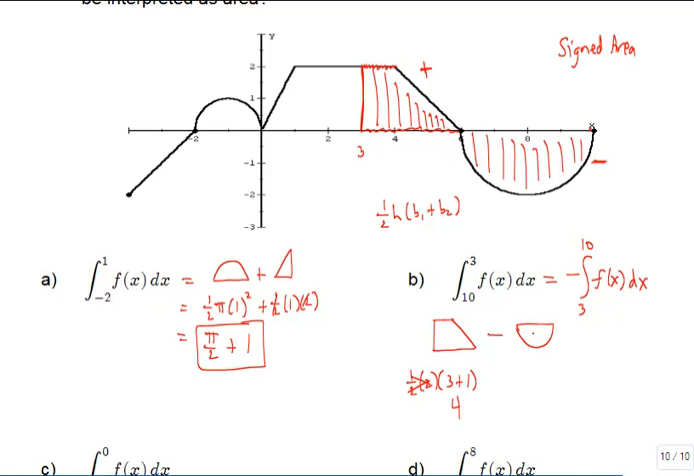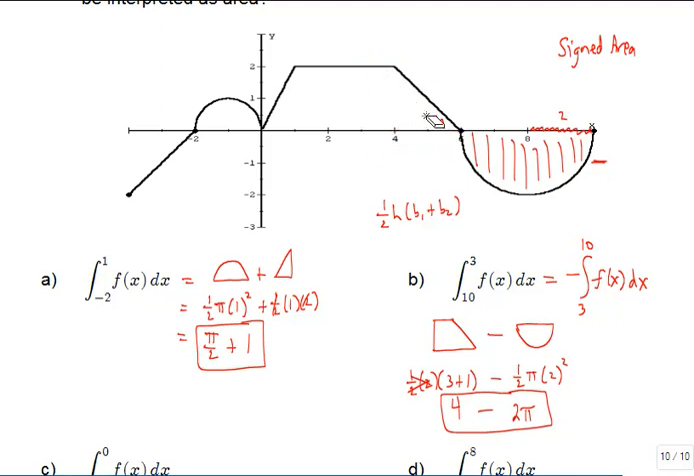Now let's go to our semicircle. The area of a semicircle is 1/2 pi r squared, and our radius here is this distance from 8 to 10, which is a distance of 2. So we want 1/2 pi times 2 squared. 2 squared is 4, half of 4 is 2, so this will be 2 pi. We want to subtract it because it's lying below the x-axis. So this total signed area is going to be 4 minus 2 pi.